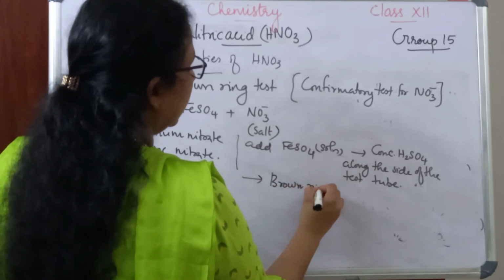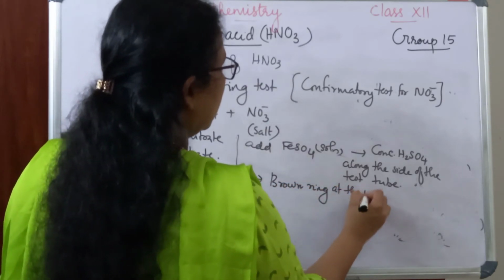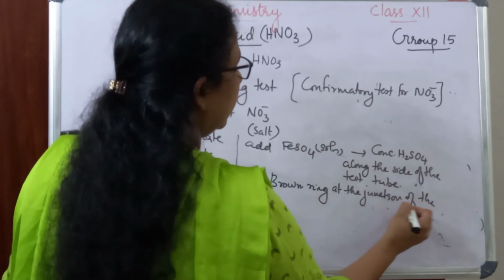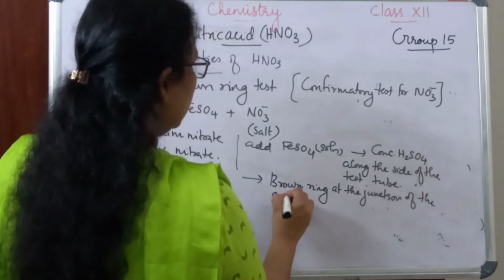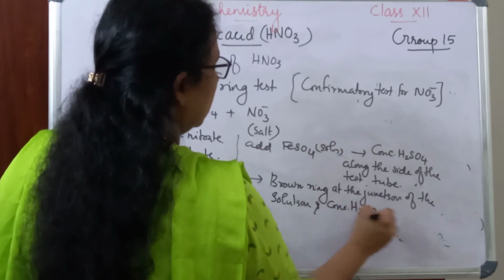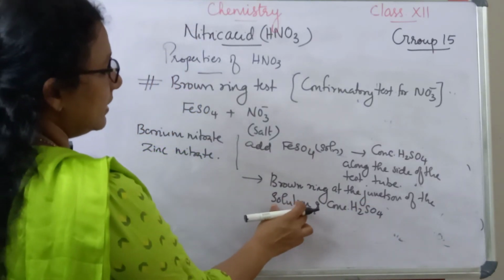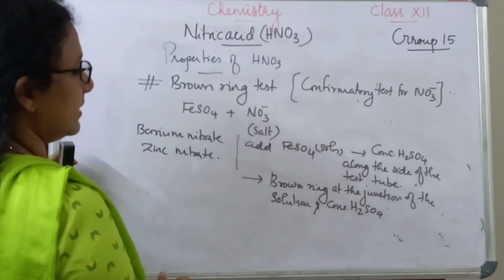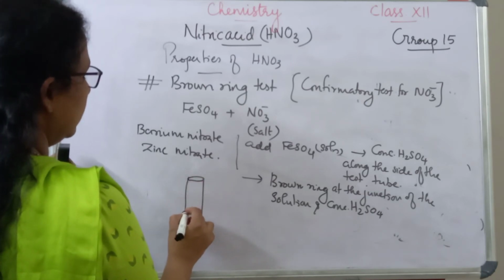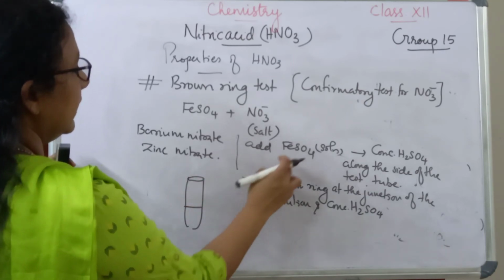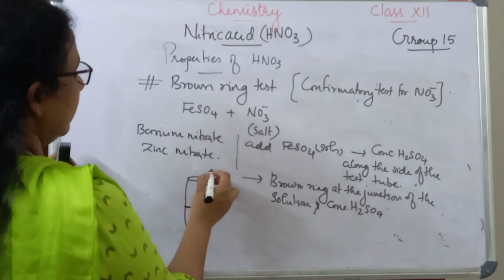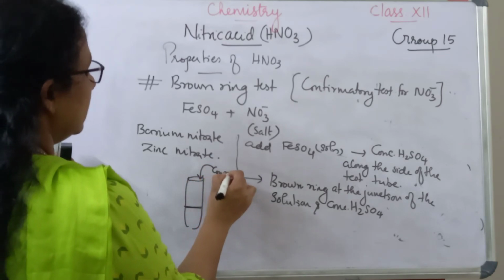We will see a brown ring at the junction of the two liquids, that is the junction of the solution and concentrated sulfuric acid. So there is an interface between the solution and concentrated sulfuric acid. There is a solution that contains ferrous sulfate and the nitrate salt. In that solution, we will add concentrated sulfuric acid.